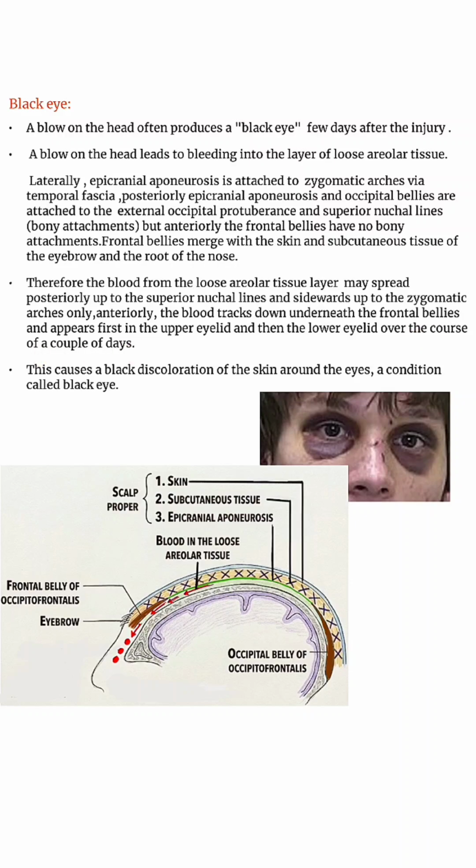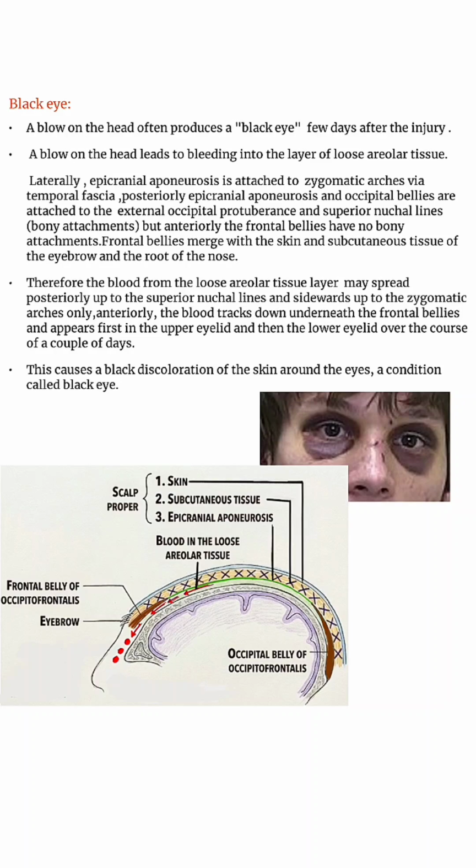As laterally the epicranial aponeurosis is attached to the zygomatic arches, the blood in the loose areolar tissue layer extends sidewards up to the zygomatic arches. Posteriorly, the epicranial aponeurosis and occipital bellies extend up to the external occipital protuberance and superior nuchal lines, so the blood extends up to the superior nuchal lines.